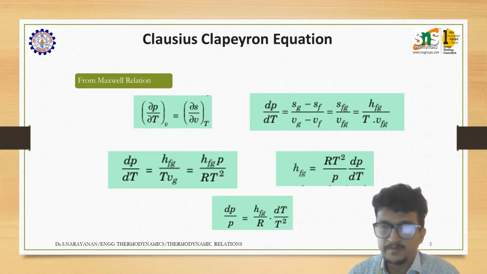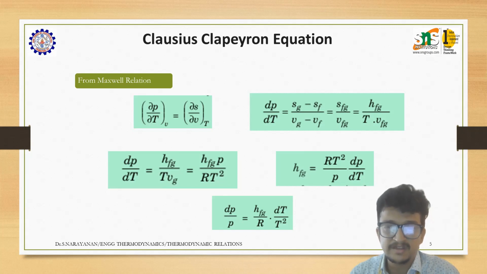So entropy is nothing but enthalpy by temperature. So we are replacing this sfg with hfg/T. So now dP/dT equals hfg/(T vg). So for T vg, we are equating this with RT²/P. So this T into v is replaced with RT²/P, that is v equals RT/P. So dP/dT equals hfg into P/(RT²). Now while rearranging, we get hfg equal to (RT²/P) into dP/dT.